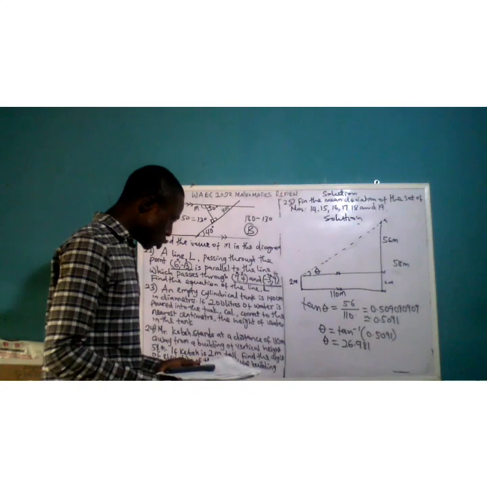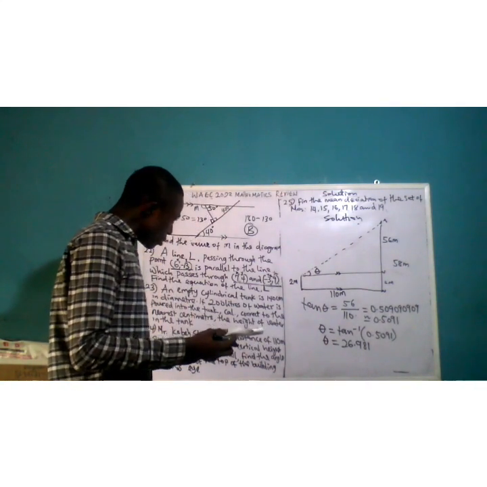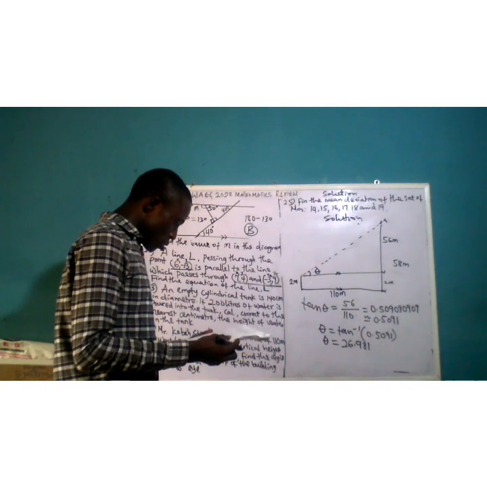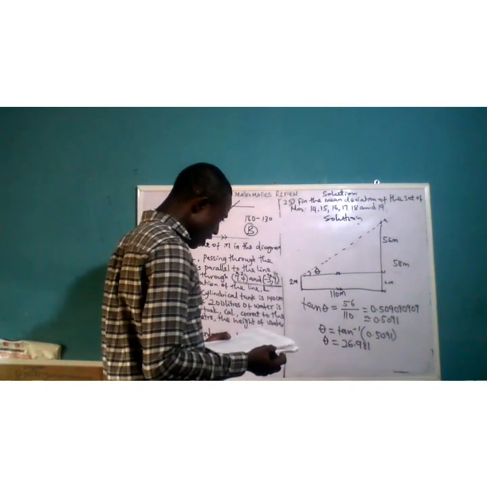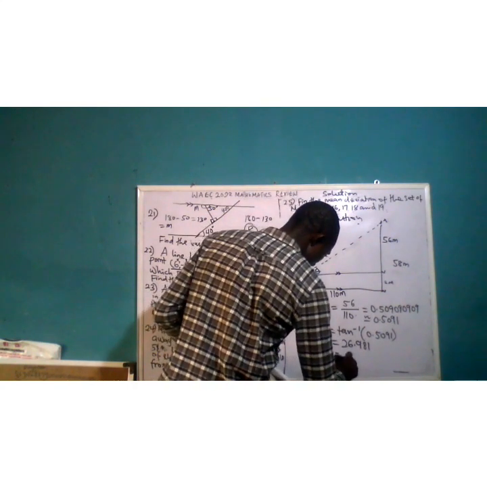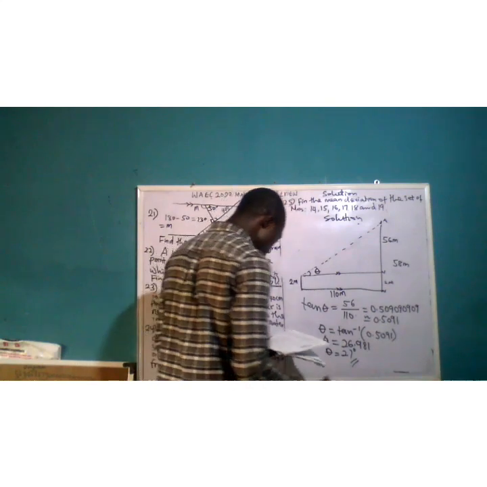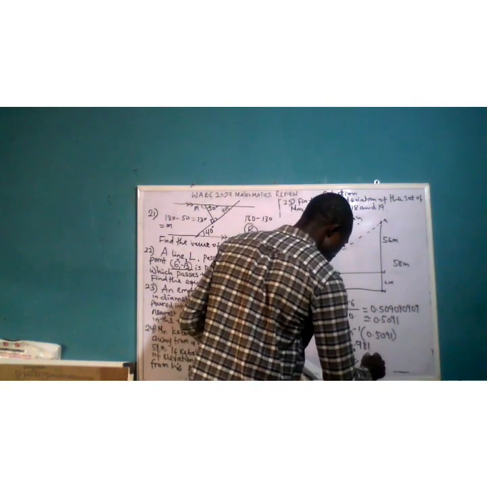26.981. So we can then look at the options and see what is there. The options are in nearest degree. So you have theta to be equal to 27 degrees. And the correct option is option B.